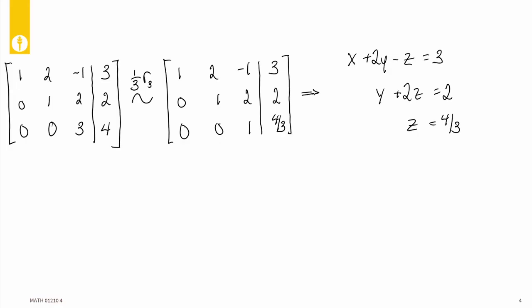That's what? 2 minus 8/3? Negative 2/3? Take that z and that y, plug it into the first equation to solve for x. Three plus 4/3, 13/3, plus 4/3 would be 17/3.